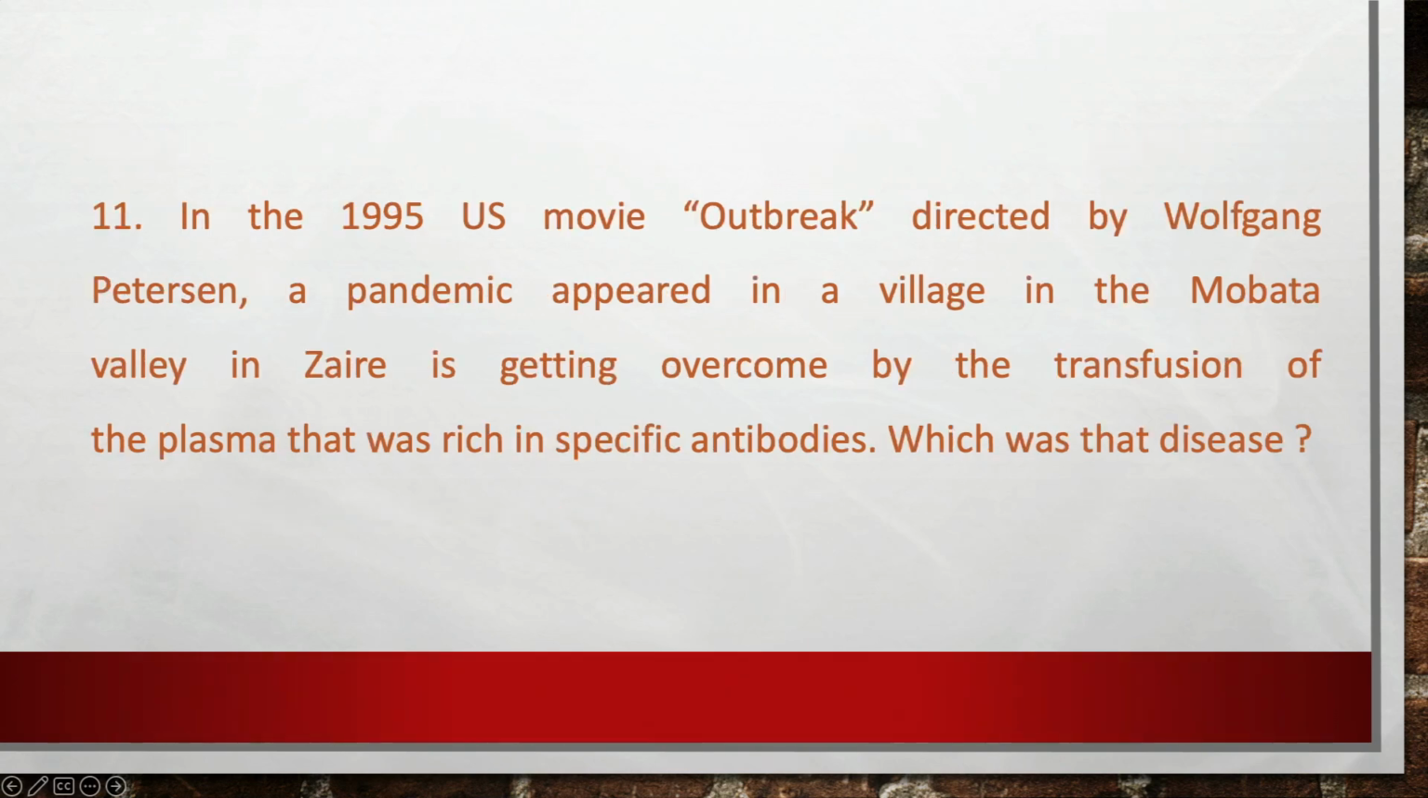Okay, so next question. In the 1995 US movie Outbreak, directed by Wolfgang Petersen, a pandemic appeared in a village in the Mbata Valley in Zaire, and is overcome by the transfusion of plasma rich in specific antibodies. Which was that disease? At least in this round you take buzzers, because there are not many options. You have no negative marking, you can take any guess.